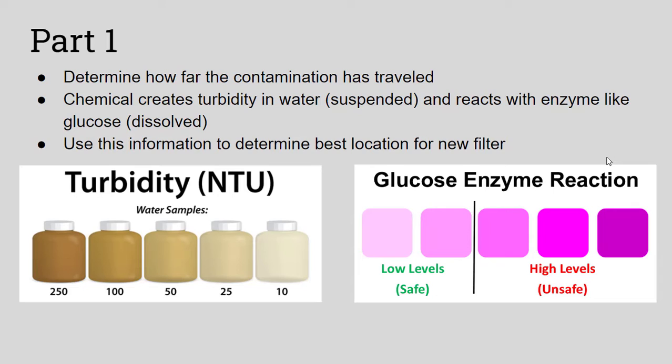The way we're going to check our progress is by testing for turbidity at all 4 of those sites, the spill site and then 1, 2, and 3, to determine where the best place will be for our new filter. Turbidity is a measurement of cloudiness, and so it just tells you how much stuff is suspended in the water. This chemical does form a bit of a suspension, and so we can then filter it out, but we need to know how much and how far it's gotten.